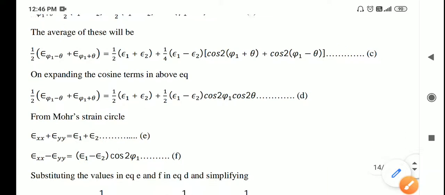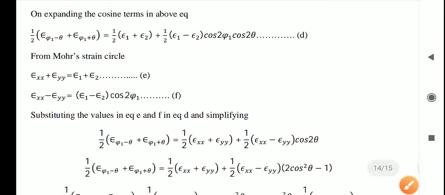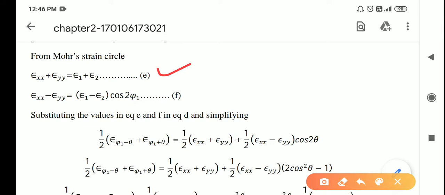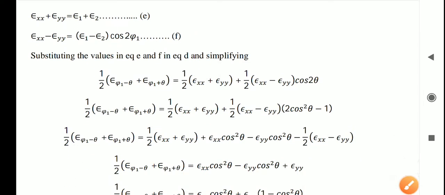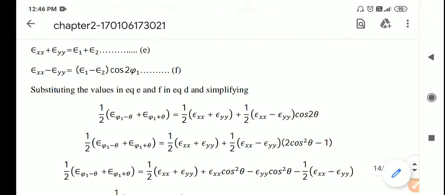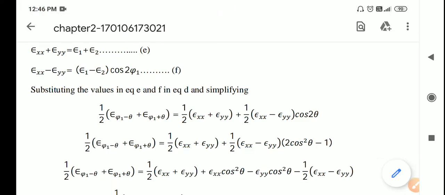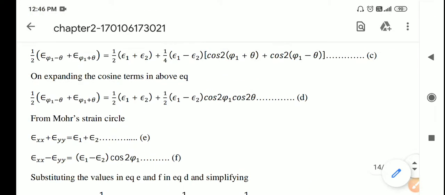Okay, so next is the Mohr strain circles. We have to consider this value. So epsilon xx plus epsilon yy is equal to epsilon 1 plus epsilon 2, that is taken as equation E, and epsilon xx minus epsilon yy is equal to epsilon 1 minus epsilon 2 cos 2 phi 1. These are the equations you have to consider in here. Okay, so now we are going to substitute the values of E and F. These equations E and F are going to be substituted in the equation D.